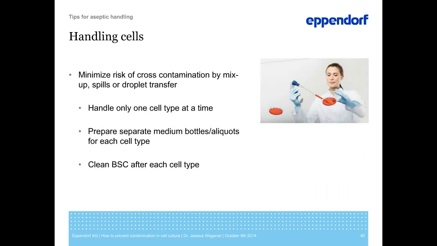To minimize the risk of cross-contamination, only work with one cell type at a time and prepare separate medium bottles or aliquots for each cell type. Before you start working with the next cell type, disinfect your working space inside the BSC.